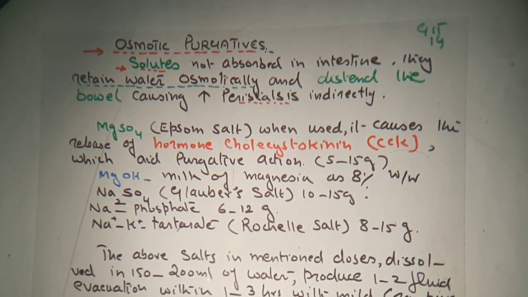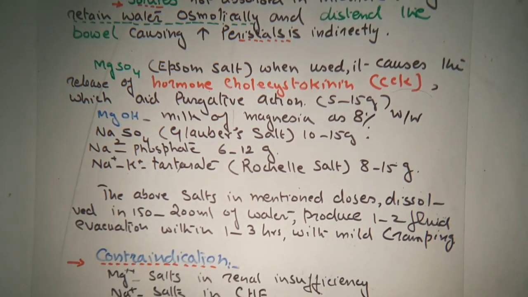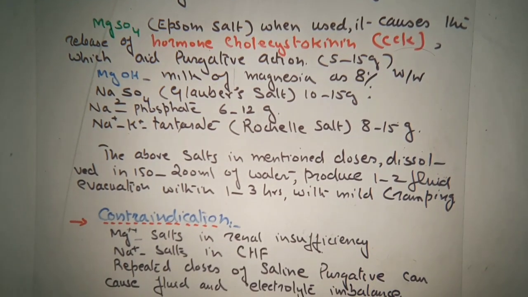The above salts in the mentioned doses, dissolved in 150 to 200 ml of water, produce 1 to 2 fluid evacuations within 1 to 3 hours with mild cramping. Mild cramping means mild cramps. Cramps means the movement of the muscles in the intestine, or the pain in the abdomen.